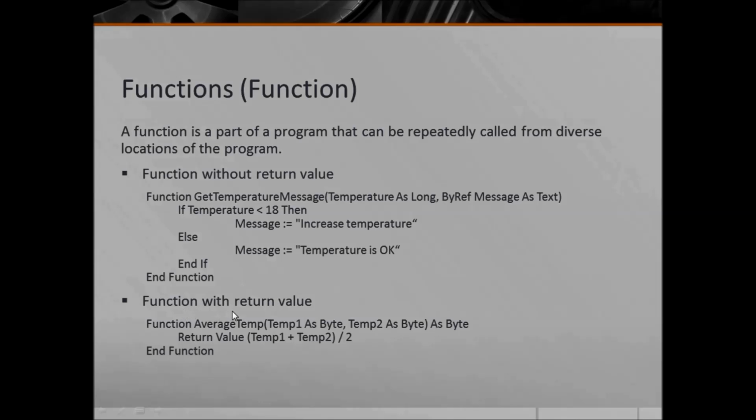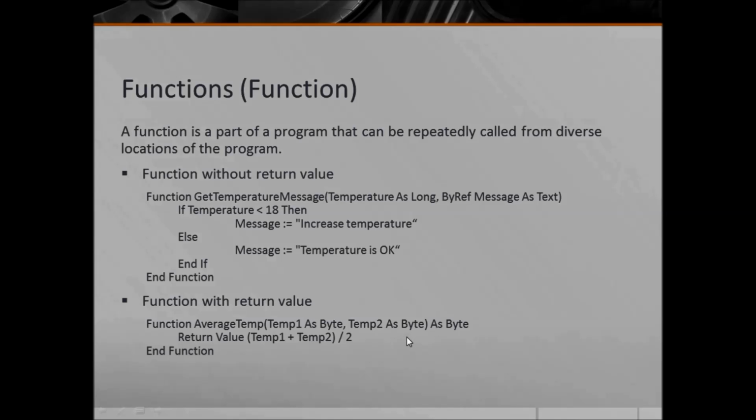Secondly, a function with return value. This example below shows a function with return value. The function name is average temperature, taking in two temperatures, temp1 and temp2. To return the average temperature, you return the value temp1 plus temp2 divided by 2, which is the average of the two numbers. And the return type is a byte. So this function will actually return a variable of type byte, and the value that's going to be returned is the two temperatures divided by 2. So this is the function with a return value.